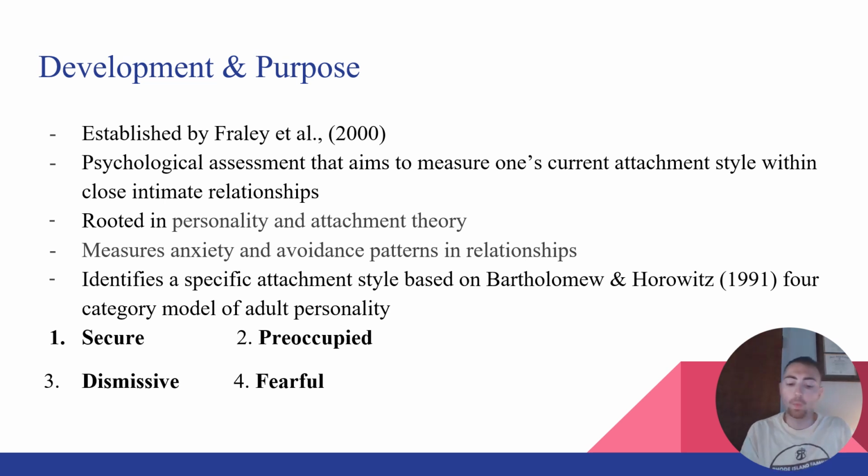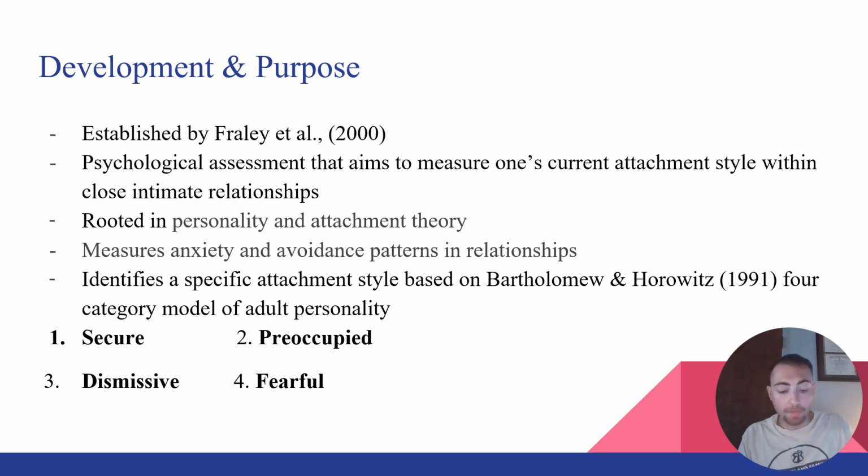The assessment looks at what motivates someone's behavior, and its theoretical underpinnings begin with the four-category model of young adult personality originally proposed by Bartholomew and Horowitz in 1991, which identifies that someone may dominantly possess either a secure, preoccupied, dismissive, or fearful attachment style within close relationships.